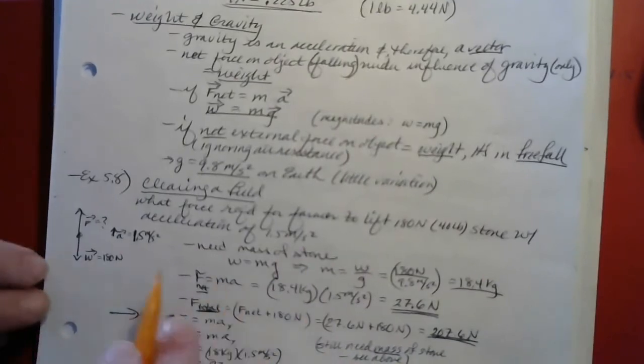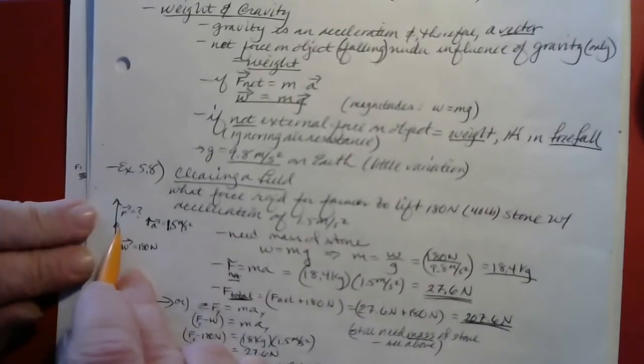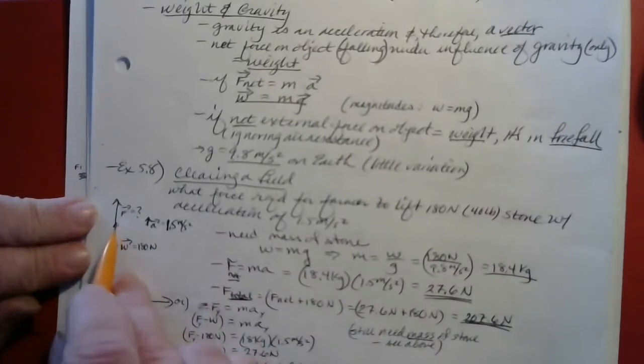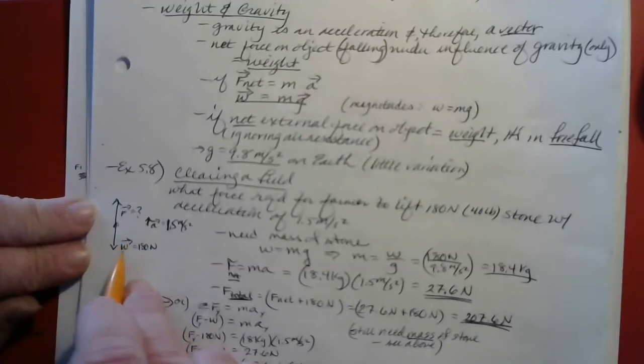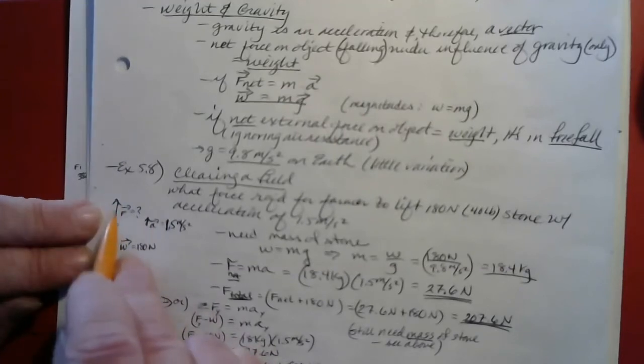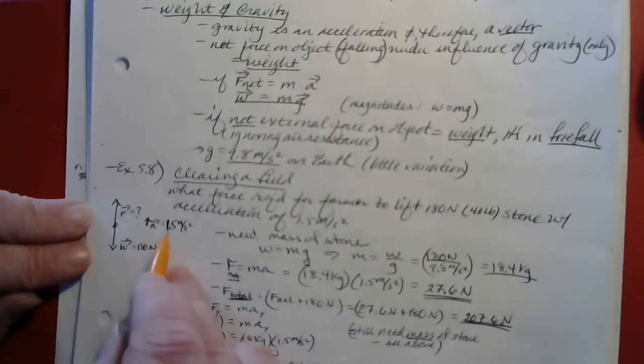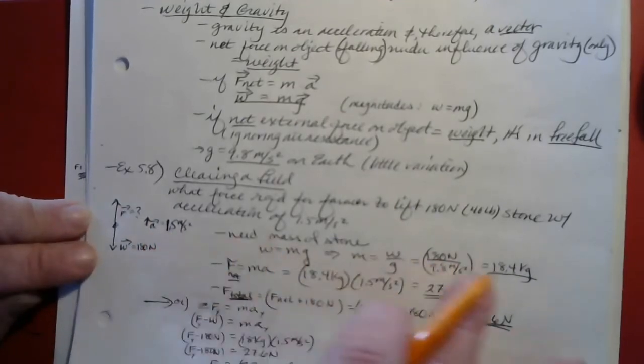And so the way you can look at this is I've drawn a little free body diagram here. The dot is the center of mass of the stone, and pushing down, from the stone toward the center of the earth, is the force due to its weight, and that's 180 newtons. Pushing up from the stone is the amount of force that the farmer is going to have to exert, and we want the acceleration to be 1.5 meters per second squared.